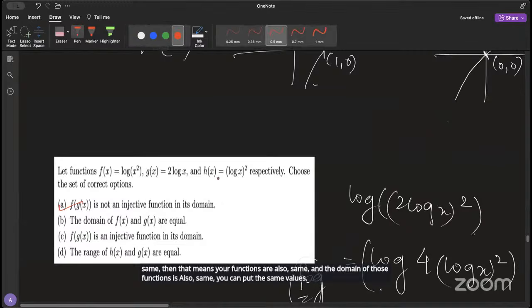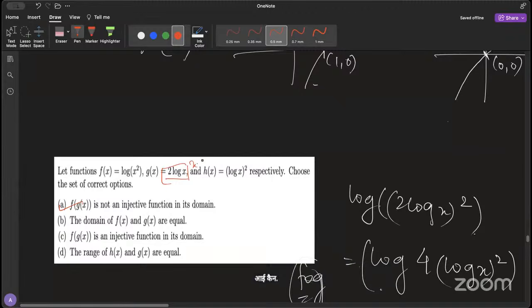Here in this function, I cannot put x equals -1, right? -1 is not in the domain of log. I say that f function is equal to g if fx equals gx for all the values of x in the domain of f and g both, right?